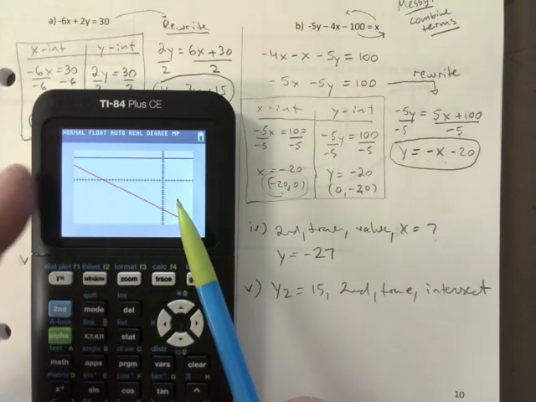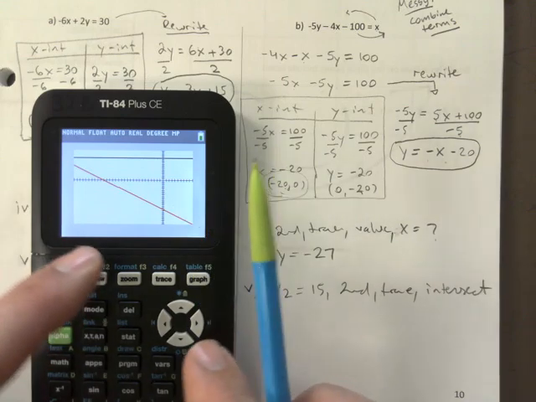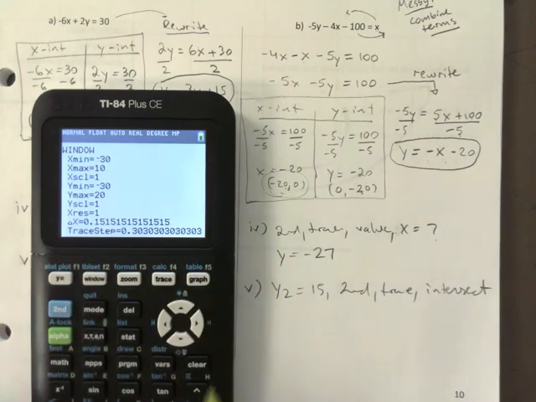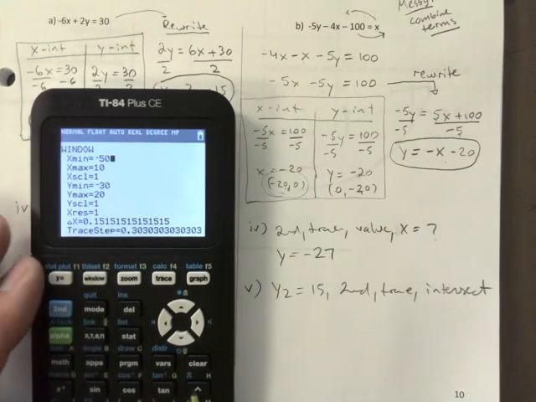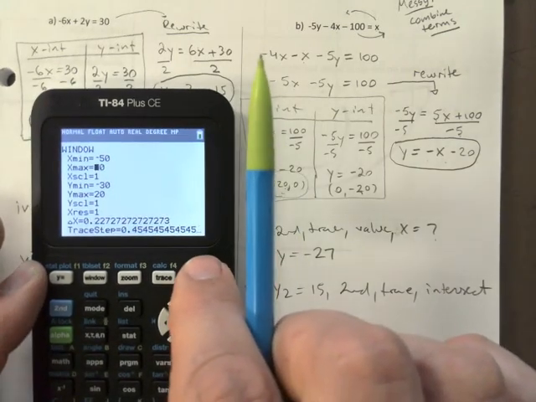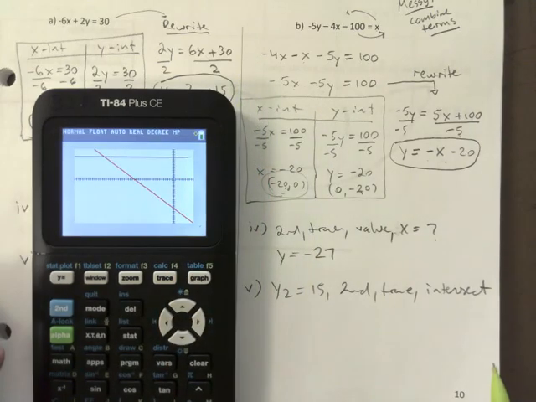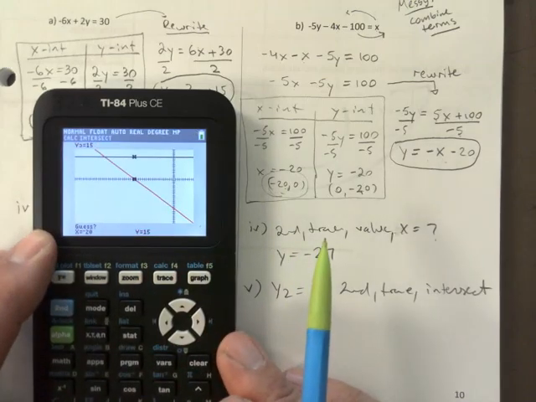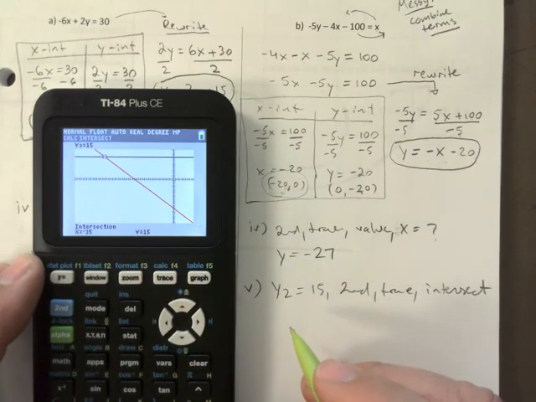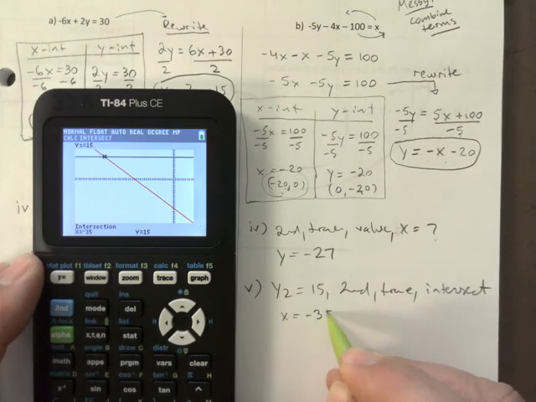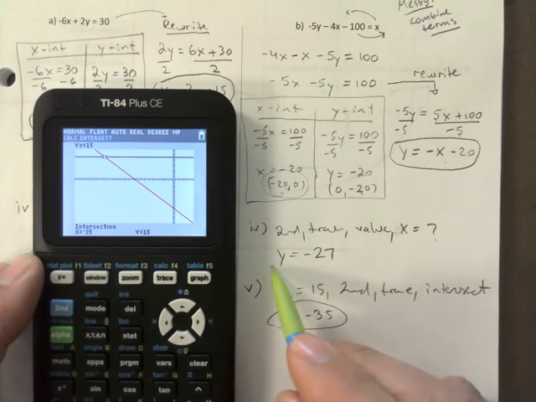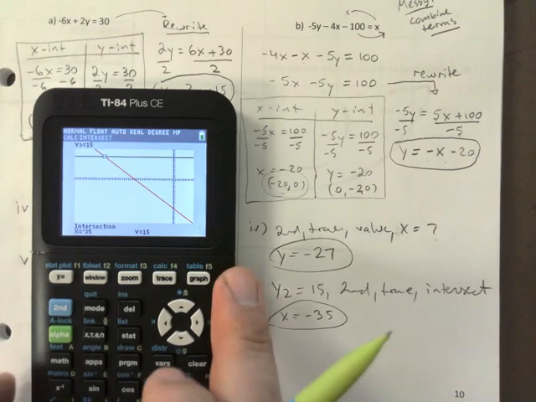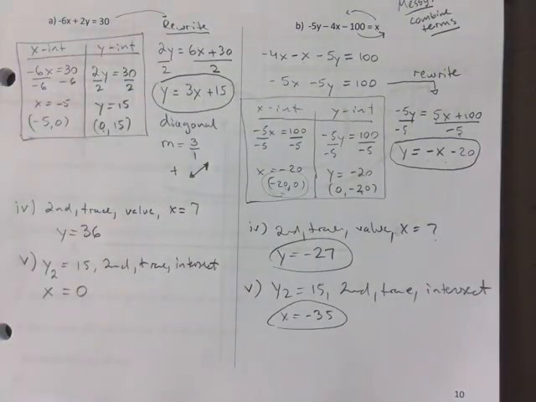If you want to see more this way, you have to change the window to, let's say, negative 50 for the x-min. Hit graph. There's the intersection. Second trace 5. Enter, enter, enter. And x is equal to negative 35 in this case. Okay? So this is just a review on how to use the calculator to still find points that we're missing.